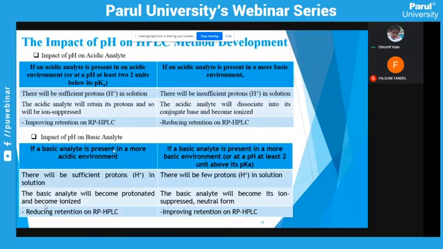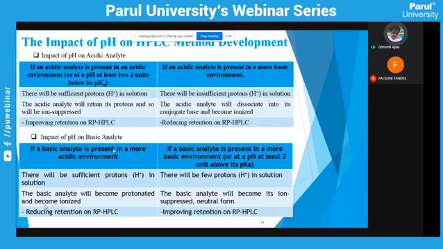If an acidic analyte is present in a more basic environment, there will be insufficient protons in solution. The acidic analyte will dissociate into its conjugate base and become ionized. Because of that, the compound elutes early, so retention will decrease.